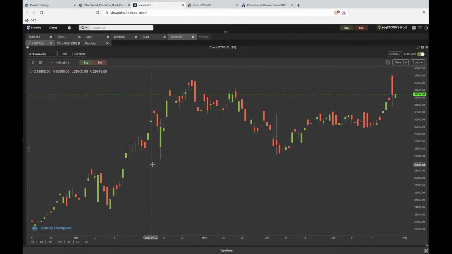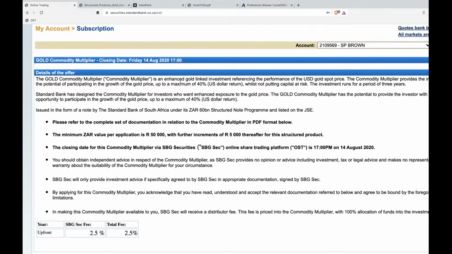Back to the One Invest ETF, trading, as I said, at 317 ZAR. So 100 ETFs are equal to 1 Kruger Rand, or 1 ounce of gold, as the case may be. Question coming through.